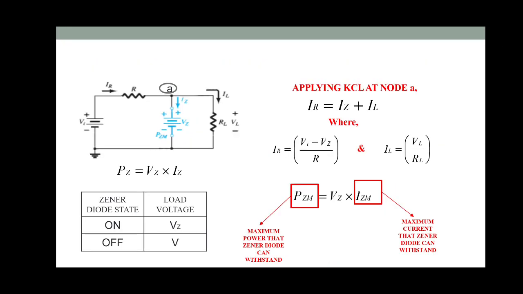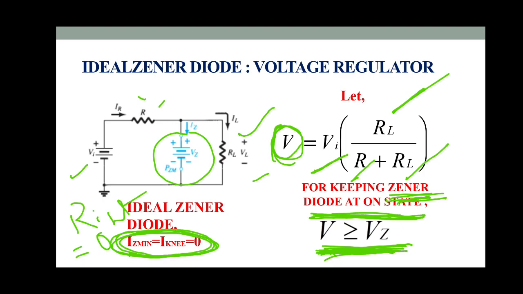Now, what happens? When the Zener diode is on, the load voltage will be equal to Vz. If the Zener diode conducts, that means if this Iz value exists, then the output voltage, that is the load voltage VL, will always be at Vz. Whatever this input voltage may be, this output voltage is always kept at Vz. Thus, it acts as a voltage regulator.